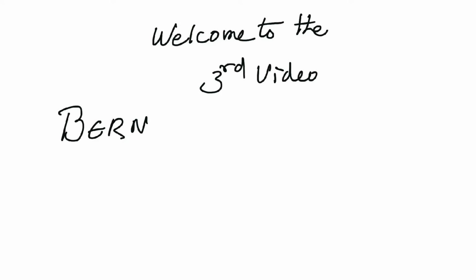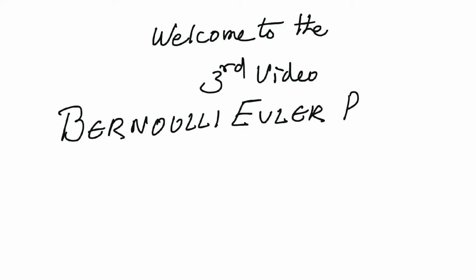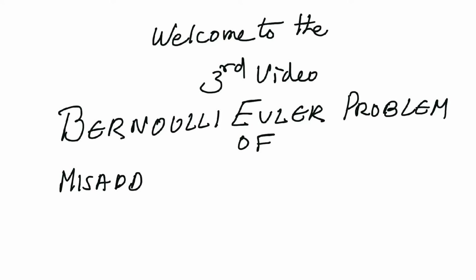Welcome to the third video where we are looking at the Bernoulli Euler problem. Basically, it's a problem which is commonly known as the problem of misaddressed letters. That is, letters ending up in the wrong address or the wrong recipient. It's a very interesting case, and we'll be looking at what it basically deals with, and also going forward we'll look at how to derive a general formula.